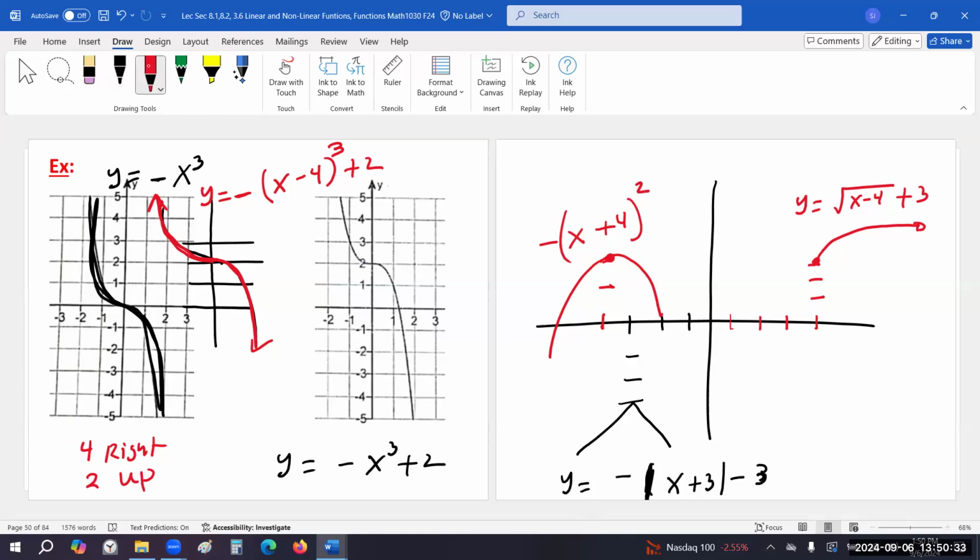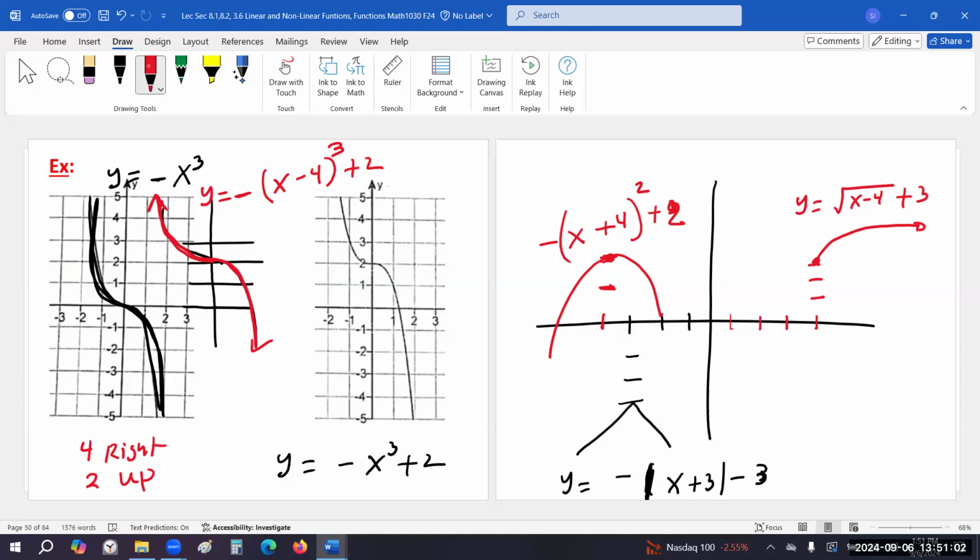Then plus 3. 2. Yeah, 2. This is 1, this is 2. So 4 to the left means plus 4 inside. So inside the square plus 4, and up means plus a single number. Okay.